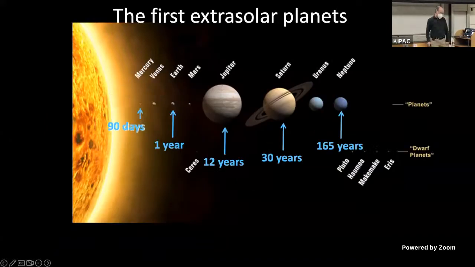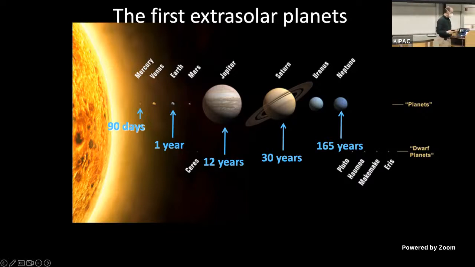Okay, extrasolar planets started to be discovered right after I got out of graduate school. Initially, they were discovered not by seeing the planet, which turns out to be really hard, but by seeing the planet's gravity make the star that they were orbiting wobble around.